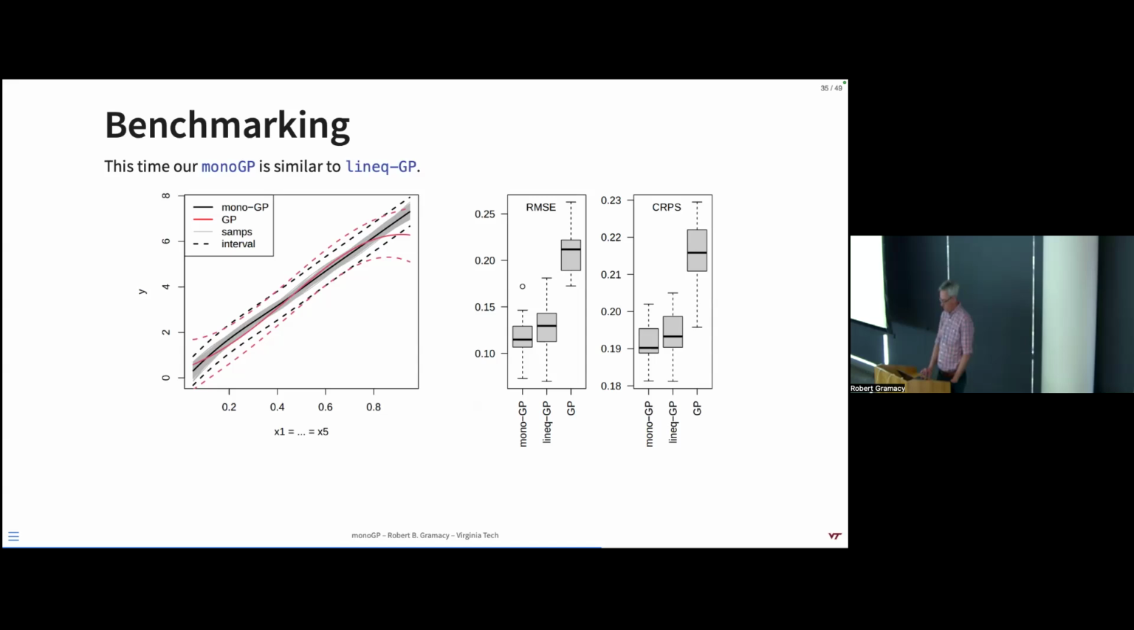Our method and the competitor method are very similar in this example, but both of us beat an ordinary Gaussian process because the ordinary Gaussian process is trying to work in this five-dimensional space and it doesn't know that the function is monotonic in those five coordinates.